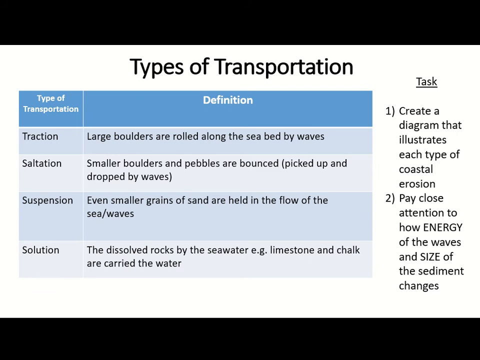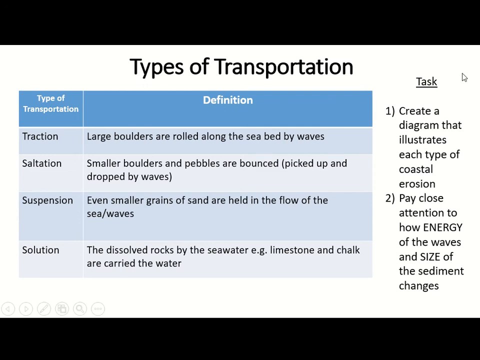Just like the last thing, there's a handout on 365 with all these explanations written on it, and you just need to give me a diagram which helps illustrate that type of coastal transportation. It says erosion on here, it doesn't mean that, it means transportation, so sorry about that typo.